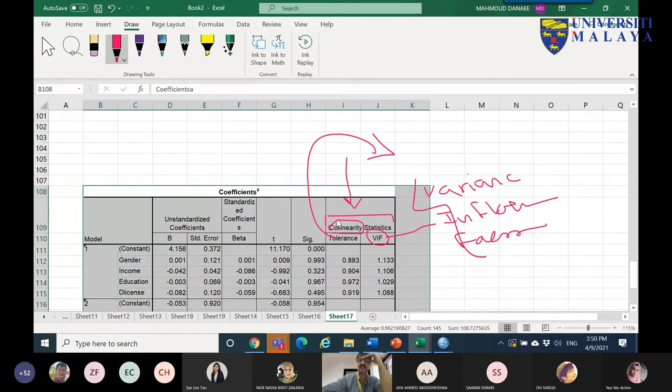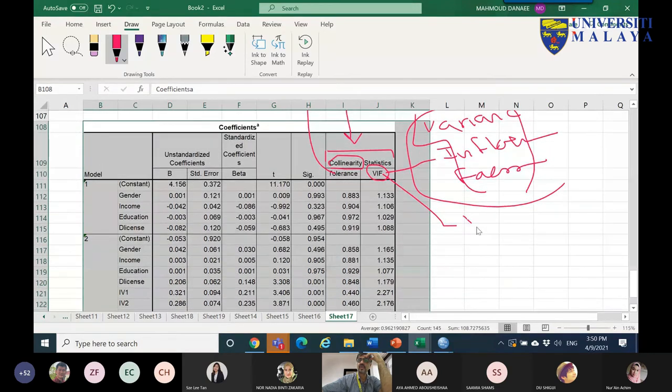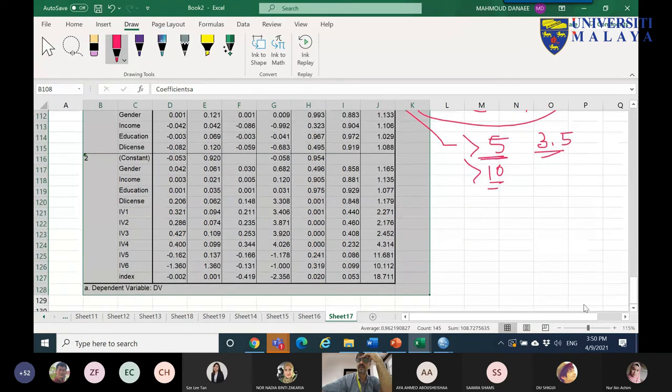Tolerance actually is the same as VIF. The point is that one divided by VIF is called tolerance. So for the VIF, the maximum acceptable level, there are different scenarios, but to me, it should not be more than 5. Despite some references mentioning the cutoff point of 10, I believe that 5 is the maximum acceptable. Many references, for example Hair, mention 3.5 as the maximum acceptable. But when you look at these values, the VIF for index, IV6 and IV5 are more than the acceptable level.